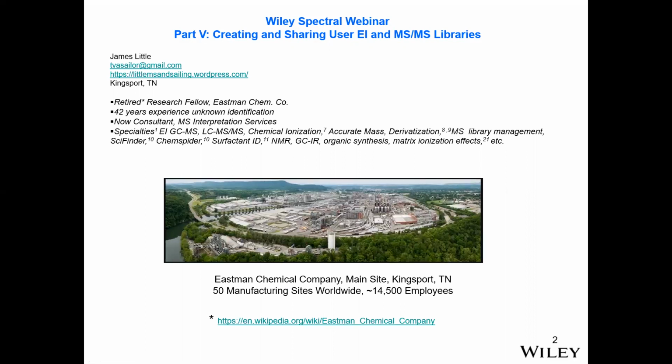Eastman Chemical Company is a large chemical company. The biggest site has probably around 7,000, I don't really know the current count, of the 14,500 employees total working at the highly integrated plant in Kingsport, Tennessee. This is the picture of it above. But there are 50 other manufacturing sites worldwide, and we make a wide variety of products.